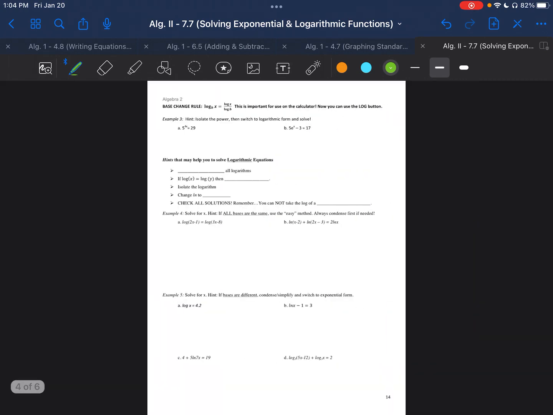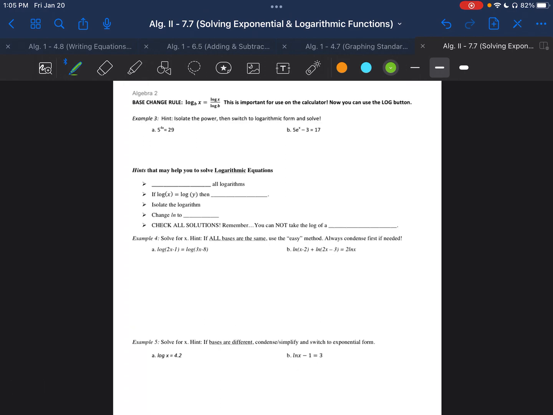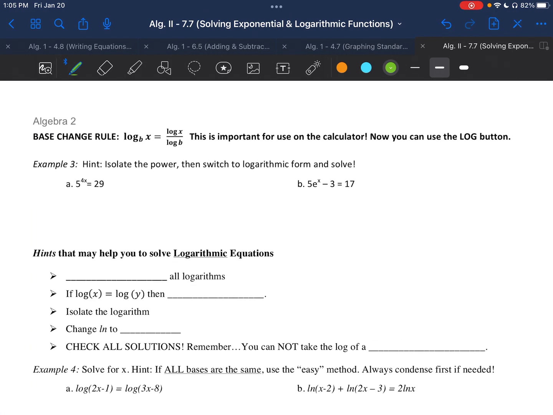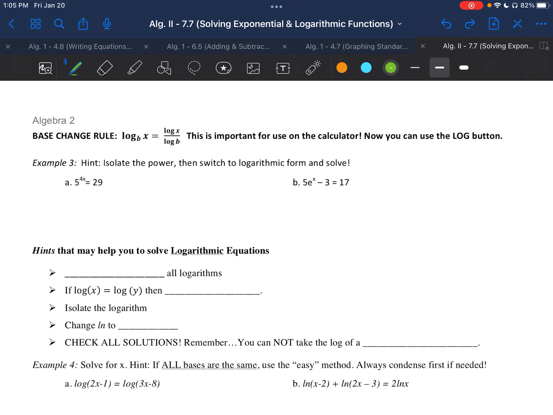Next, we're going to have a hint here that sometimes we're going to have to use logarithmic forms. And then we're going to have this base change rule, which we're going to use, where you say, hey, if you have log base b of x, we can turn these into log base 10s. And how you do that is you take log of x divided by log of b, and those would both be in base 10.